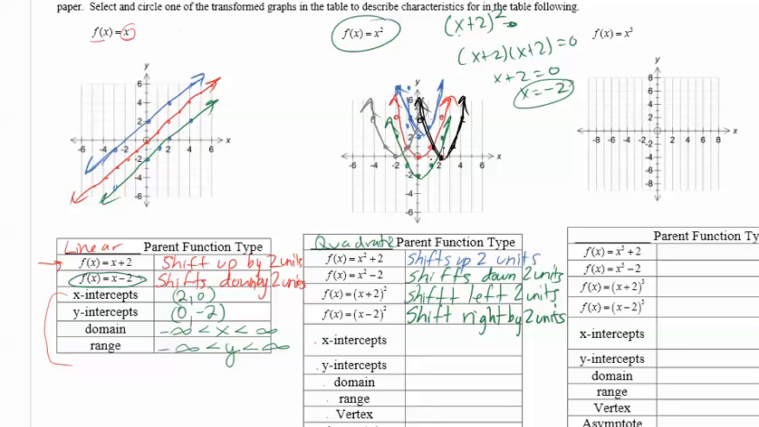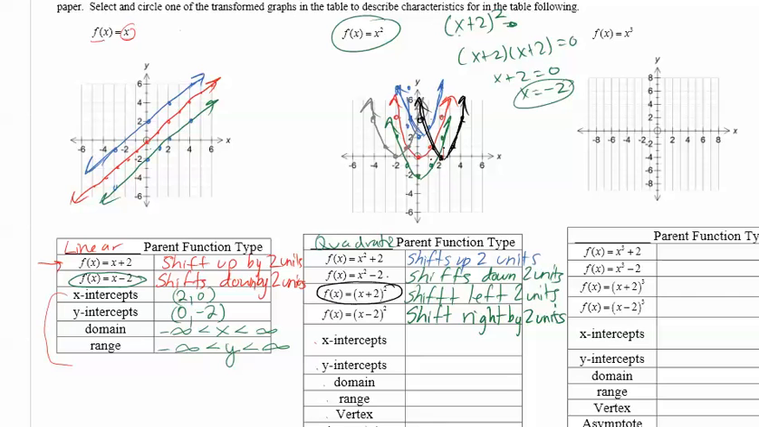Okay, so I'm going to pick a function to find my x and y intercepts and domain and range for. I'm going to pick the function x plus 2 squared. I'm going to pick this one.